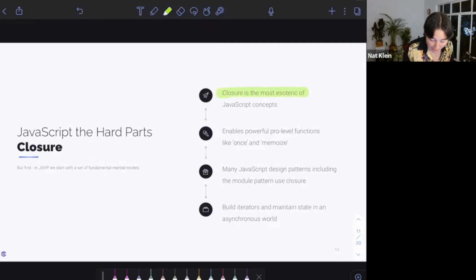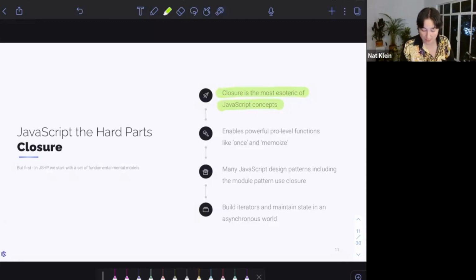Closure is one of the most esoteric topics of JavaScript concepts. You might be surprised that many senior engineers who have been working with JavaScript for years and building applications don't have a really fundamental understanding of how Closure works under the hood, how it's really working. So we're going to start with these building blocks, to start with this deep understanding, so that when you build upon it, there aren't any gaps. That's the goal of these hard parts sessions.